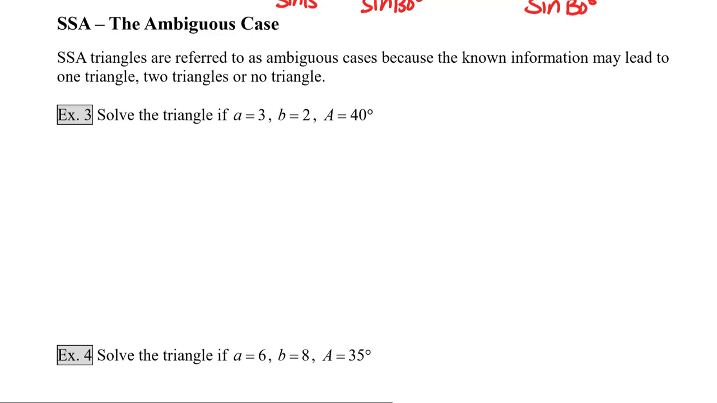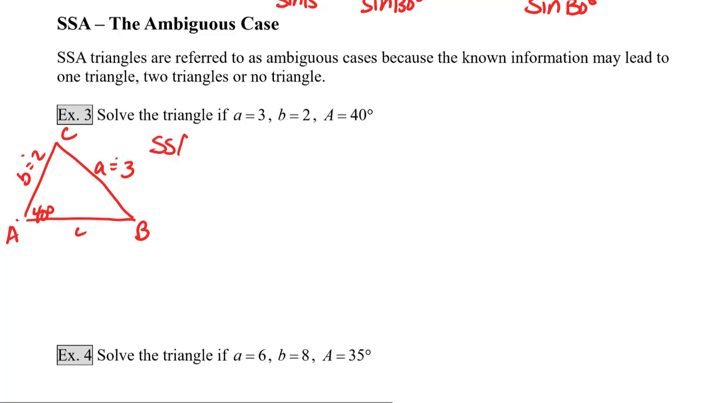So example 3, solve the triangle if a equals 3, b equals 2, and A equals 40. Like always, we start with a picture. So I'll put A equals 40, which means the side opposite is a equals 3. I'll say that this is b equals 2, which means this is angle B, this would have to be angle C, and this would be side c. So notice that I have a side and an angle, which means I've got to be alert to the ambiguous case.